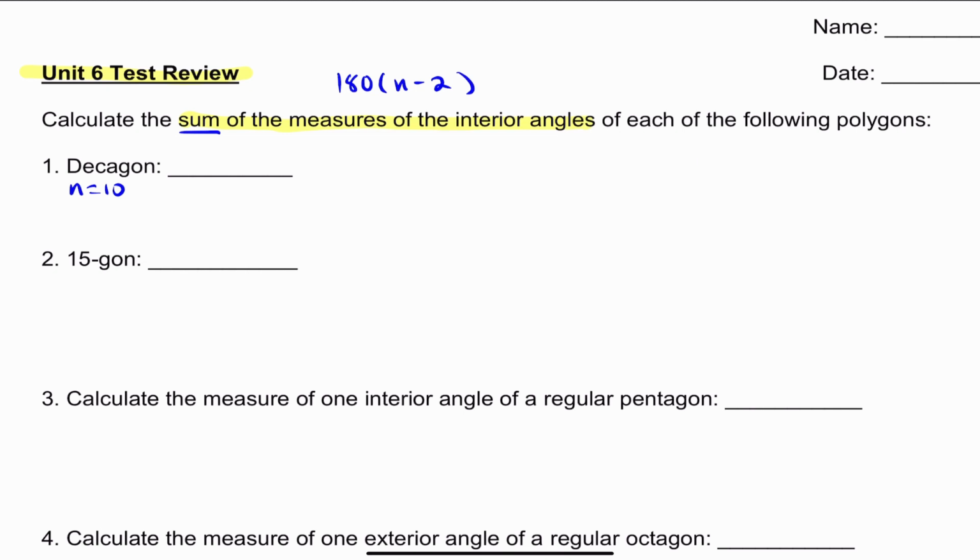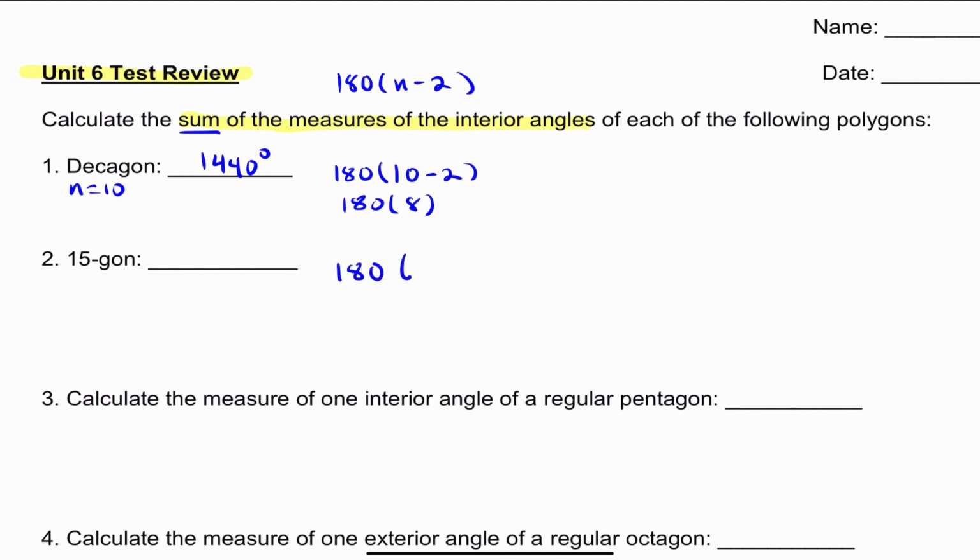So in this case, I'm going to plug it in. 180 times, well, that's going to be 10 minus 2. So there are 8 triangles. 180 times 8. And then 180 times 8, if I put that in my calculator, that's going to give me, I'm going to put it over here. That's going to give me 1440 degrees. That's the answer. Okay? And then for this 15gon, number 2, it's going to be the same idea.